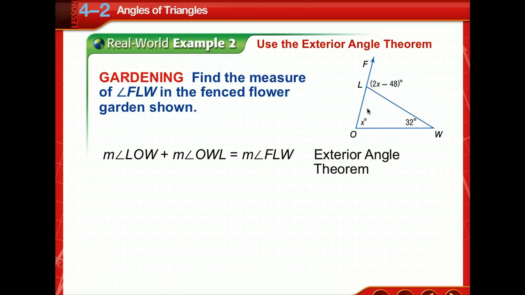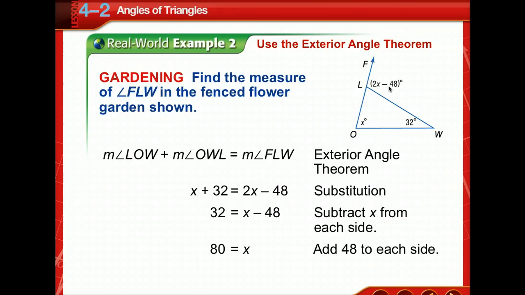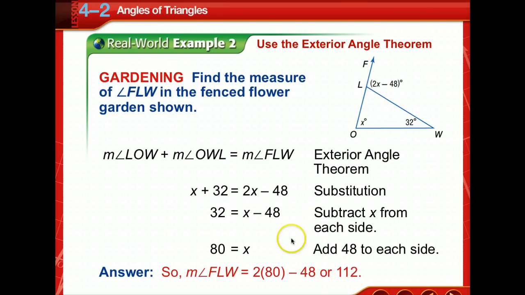Okay, so by the exterior angle theorem, we know that the measurement of angle LOW, so this x degree, and the measurement of OWL, or this 32-degree angle, is equal to the measurement of FLW, or this quantity 2x minus 48. So we substitute in, subtract x from both sides, add 48 to both sides. So the measurement of angle FLW, since x is 80, we're going to substitute 80 in for x and then solve.